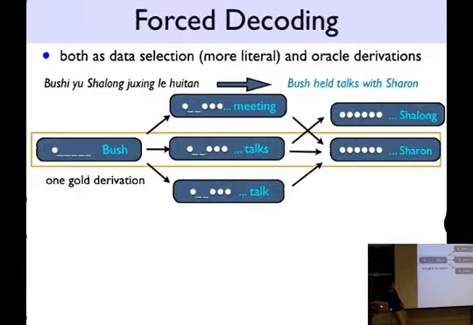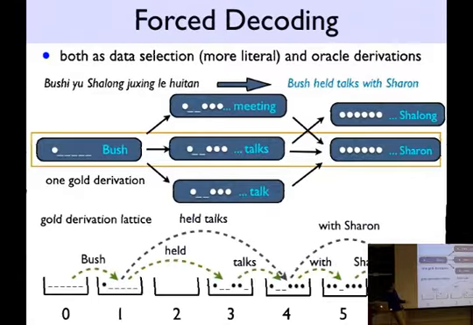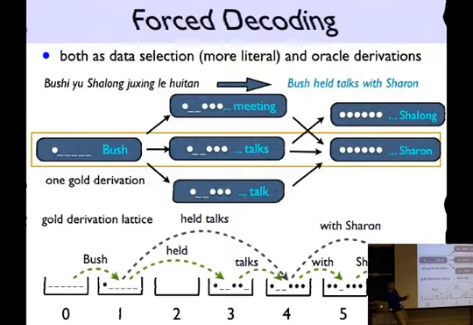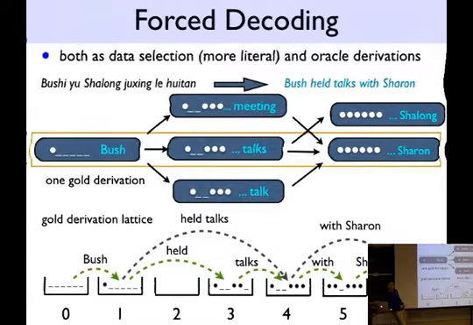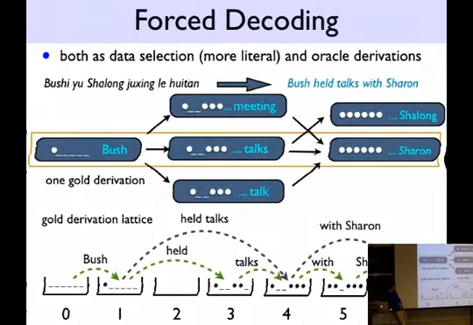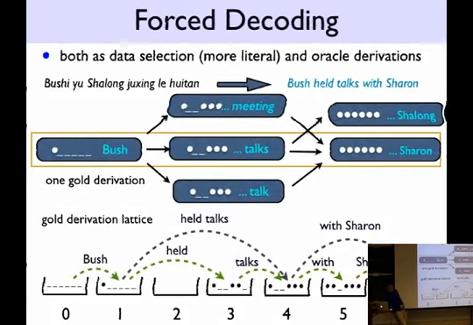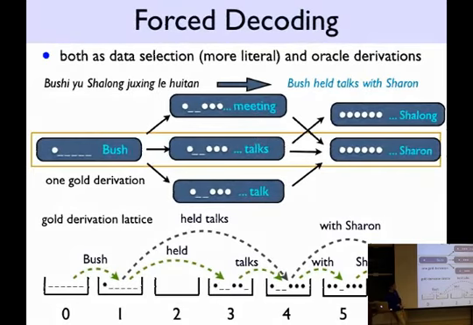That's one golden derivation, but in practice you can have a lot more. You can have millions of possible derivations to reach the goal. For example, you can put Bush held talks with Sharon, or Bush held talks with Sharon in another order, and so on and so forth. Every single derivation here produces the exact output. That's called a golden derivation lattice.